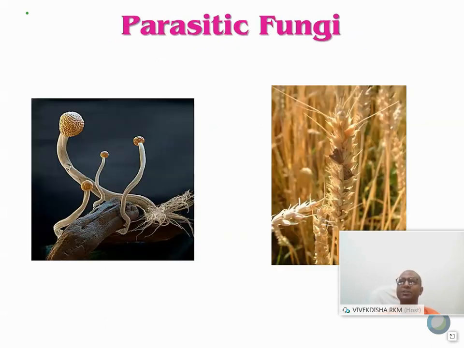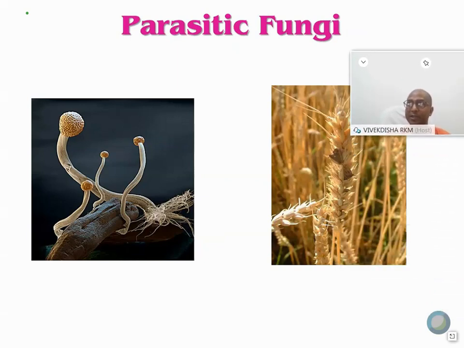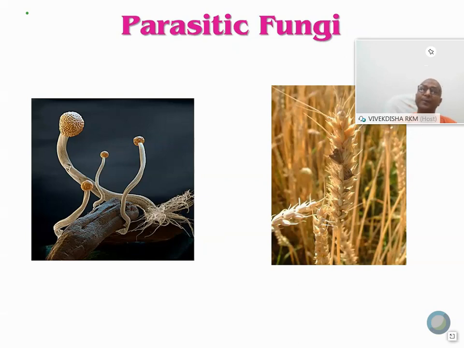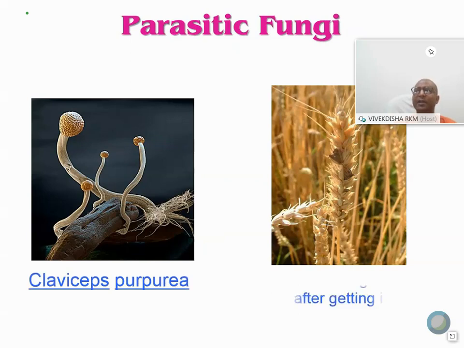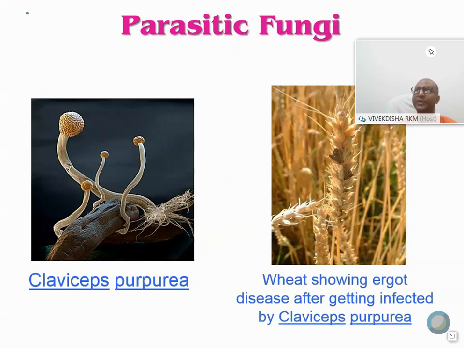First one. How to identify it: if you look under a microscope, sometimes you can identify it. The left side is one type of fungus, known as Claviceps purpurea, and the right side is wheat showing ergot disease. When wheat has ergot disease and you check under the microscope, you will find Claviceps purpurea. Claviceps purpurea is a fungus drawing nourishment from the wheat plant. So it is a kind of parasitic nutrition.